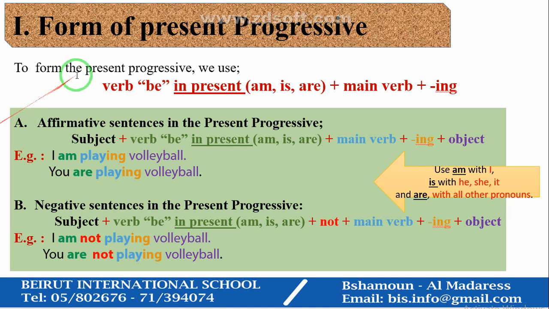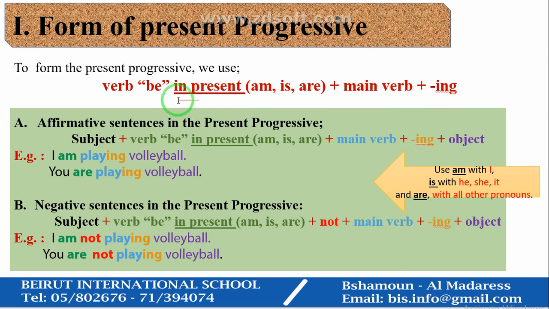To form the present progressive, we use verb be in present, like am, is, are, with the main verb and ing. So the auxiliaries used are verb be in present, like am, is, or are. We know that verb be consists of am, is, are in the present, was and were in the past. Here, since it's present progressive, we use verb be in present only. So that's why we use am, is, or are with the main verb and ing.